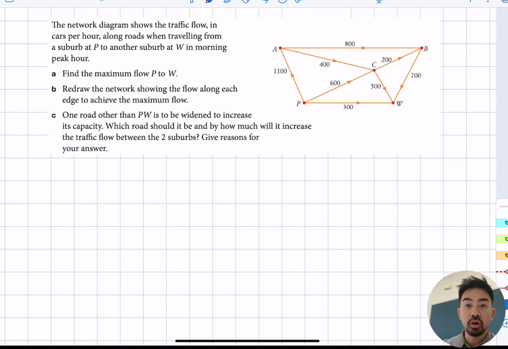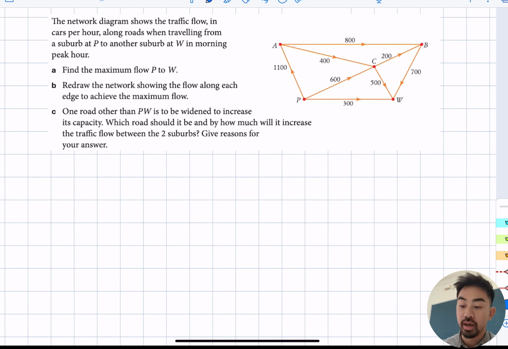I'm going to opt for the method where I just see how much I can put through the network. Obviously you can do minimum cut, but I'm going to do that method today. First things first, I can put 300 through here. So I'm going to write down 300 and subtract away what was there originally. So 300 minus 300 is 0. And I'm going to highlight all the edges that are 0.